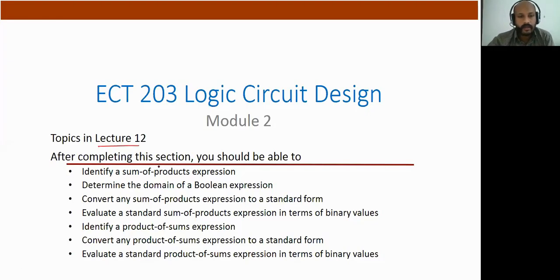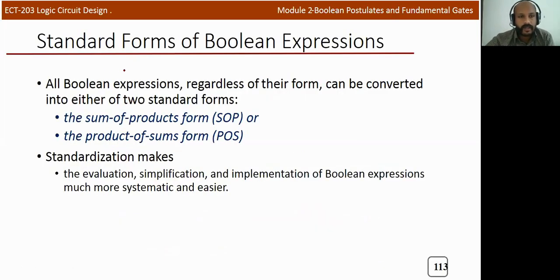Lecture 12, the main topics that we are discussing: the sum of product expression, how we can determine the domain of an expression, convert any sum of product expression into standard form, and the same thing in product of sum expression. Okay, the SOP and POS forms. These are the two main representations that we use in Boolean algebra. We'll see all these things in this particular lecture. Okay, we'll start from here.